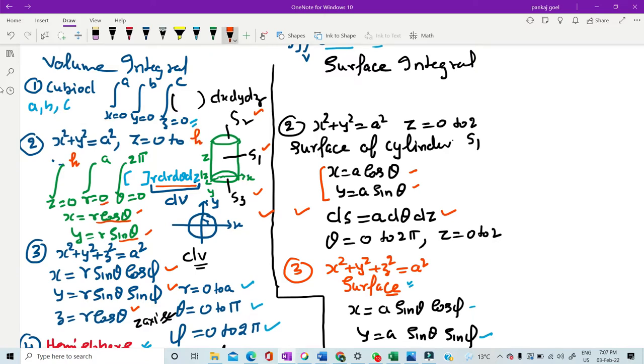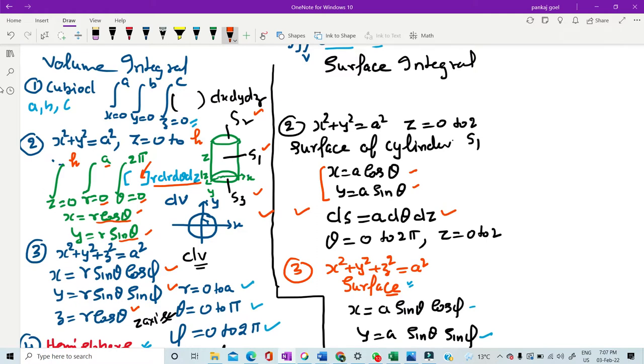R, the radius, is 0 to a, and theta is 0 to 2 pi because theta will cover the circle, and if we take the whole cylinder, then we will take 0 to 2 pi. And dV will be represented as r dr d theta dz. This is the value of dV. And we put the functions here and then we can find out the volume integrations.